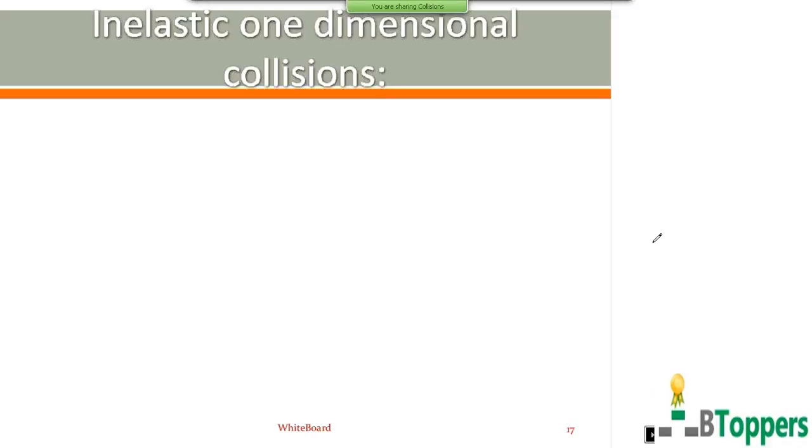So I would like to calculate the kinetic energy lost in the case of completely inelastic one-dimensional collision. In the case of completely elastic collision, E is 1. For completely inelastic collision, E is 0. So in general, for one-dimensional collision between two spheres or between two colliding bodies, E lies between 0 and 1.